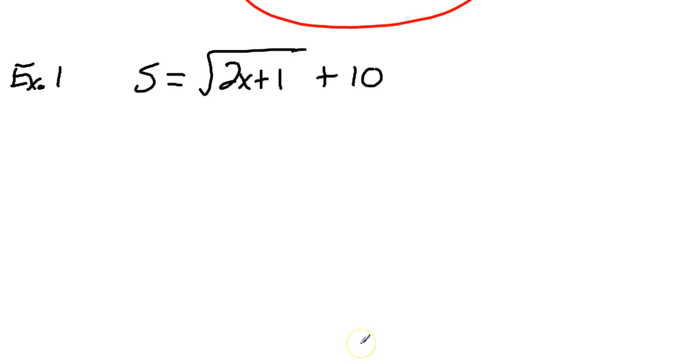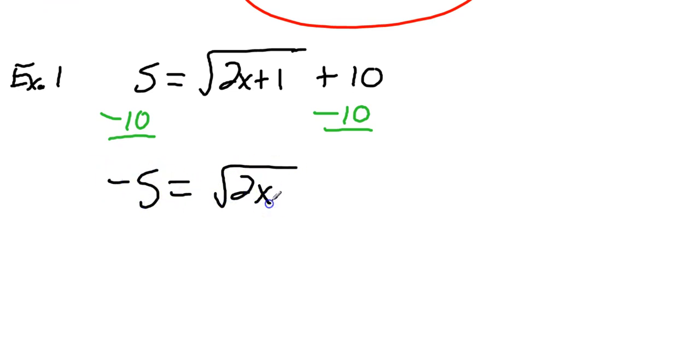And again, you have to get past the first part of it, because right now everything's positive, we're good to go. But as soon as you get the square root by itself, when you subtract the 10 from this side, it leaves you with negative 5 equal to square root of 2x plus 1. As soon as you get to this point, that's when you can stop and just say that there's no solution.